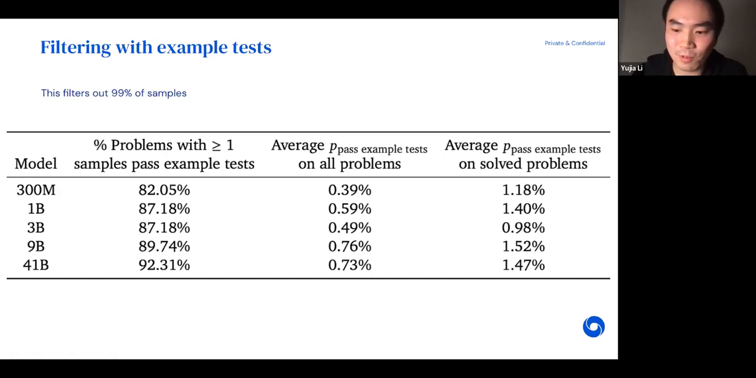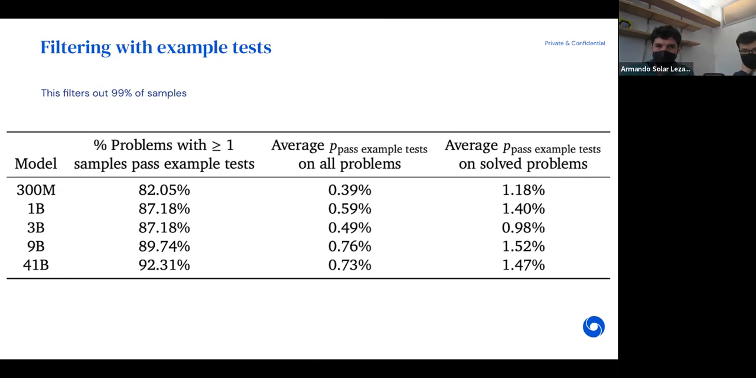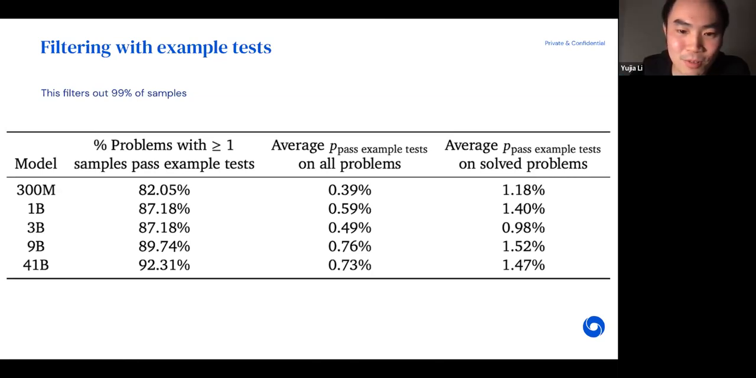So this is an extremely difficult problem in itself. And we're asked to not only pass those tests, but also the hidden tests that we don't actually see. So that is an even more challenging problem. This also shows that our models are actually not very good at generating correct samples, so we really need to sample a lot to find a correct solution. But on the other side, this means filtering with example tests is really effective for us.